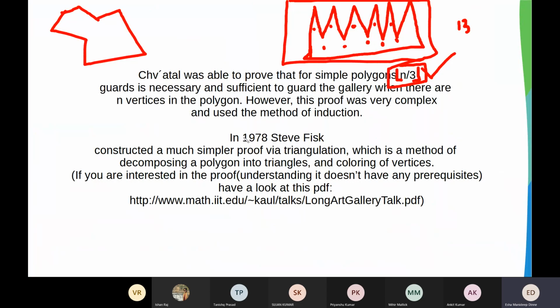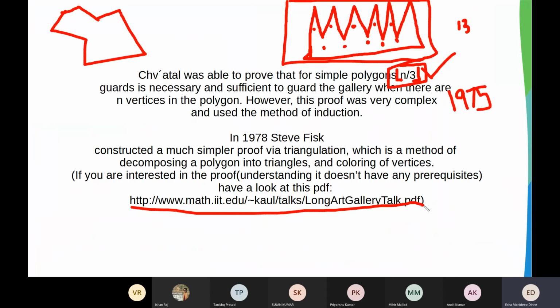So he proved this in 1975. In 1978, Steve Fisk constructed a much simpler proof. How simple is this proof? You can write the whole proof in something like 2 or 3 lines. You probably need to know graph coloring. It's actually very simple. I won't be discussing that, but if you want, you can have a resource here.